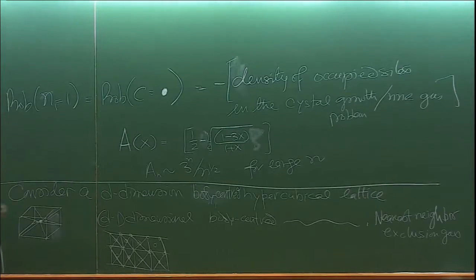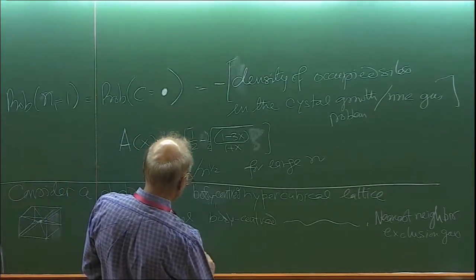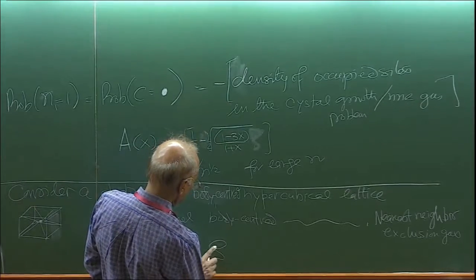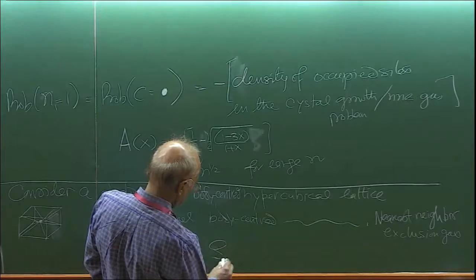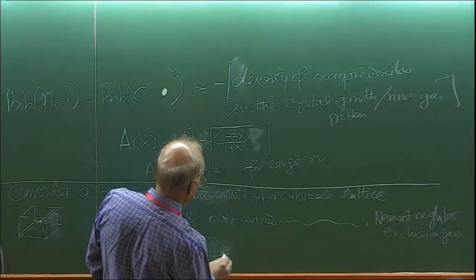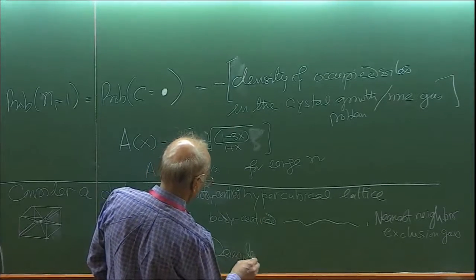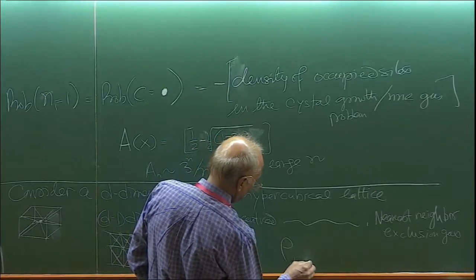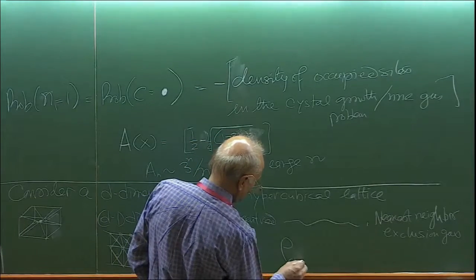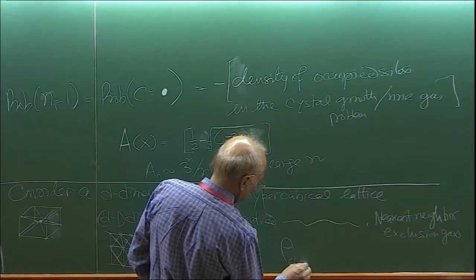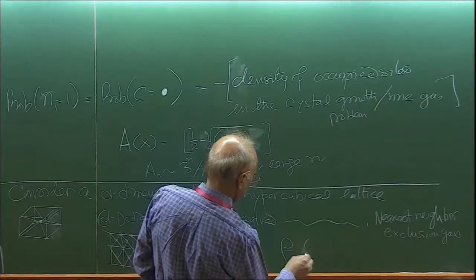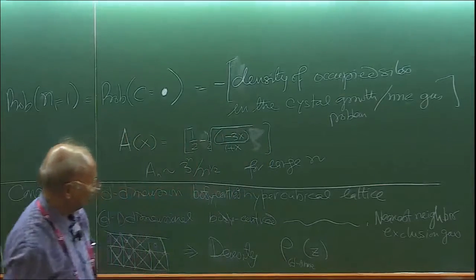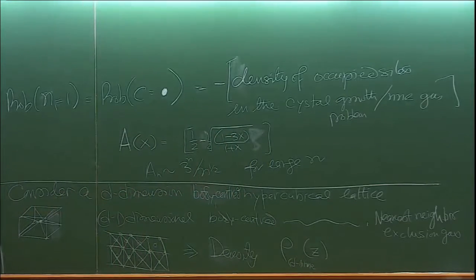So this gives you the density of occupied sites. Rho is the density, so let's write density rho, and then I write d-1 NE gas with activity Z. Okay?